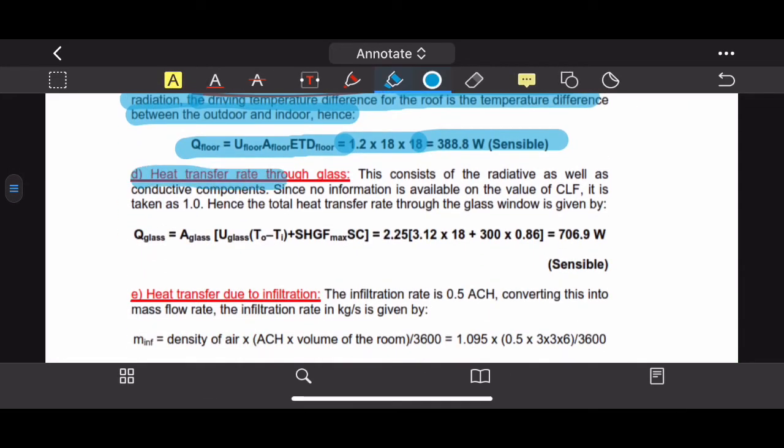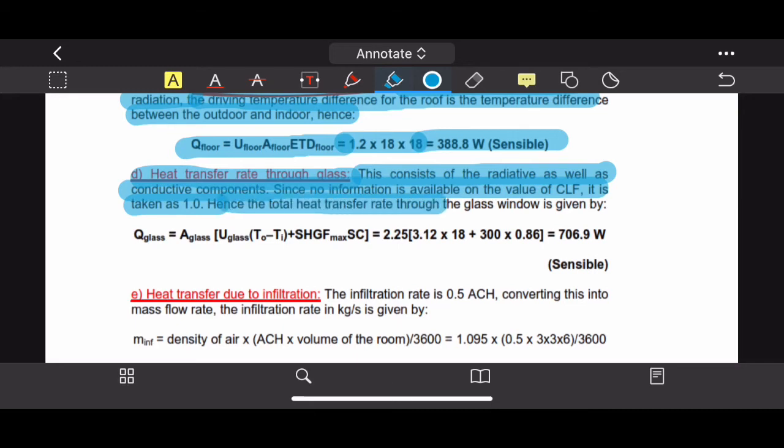Next is heat transfer through the glass. It consists of radiation as well as conductive components. No information is available on the value of CLF. Let's find what CLF is in the note. It is taken to be 1. If nothing is given, the CLF or coefficient of the glass transfer will be 1.